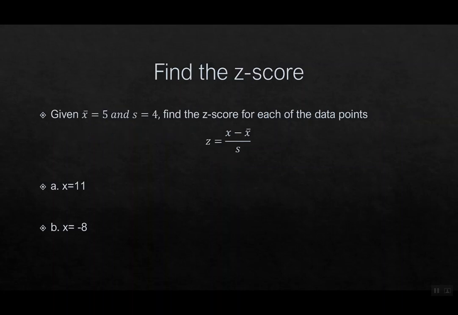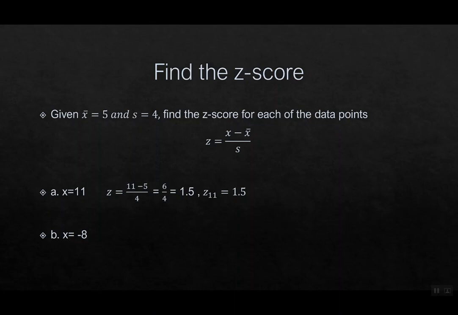Let's find the z-score for a few data elements. Given x bar is 5 and the standard deviation s is 4, let's find the z-score for each of the data points. Let's start with x is equal to 11. To find our z-score, we take the 11, we subtract the mean of 5, and then we divide by 4. 11 minus 5 gives us 6. 6 over 4 is 1.5. We can write this as z sub 11 is equal to 1.5.